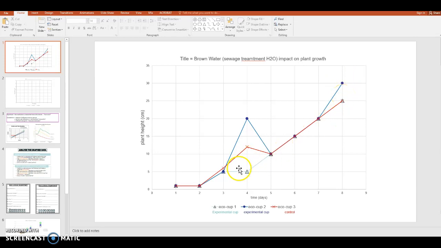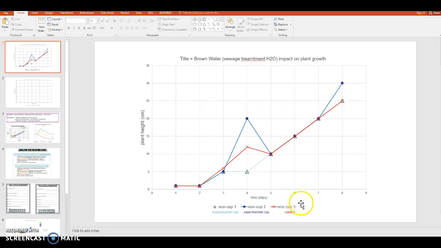So looking at this, we have to look at how similar the data is. Is the data similar enough that we can say the independent variable didn't make any difference? Or can we say that the results are different enough for you to feel like, yeah, the independent variable did have an impact on the plants? Brown water does cause the plants to respond.